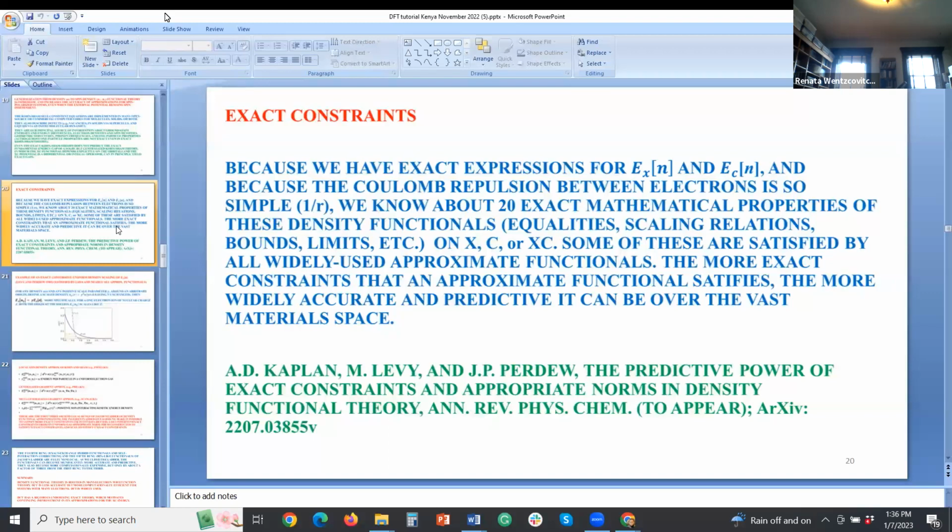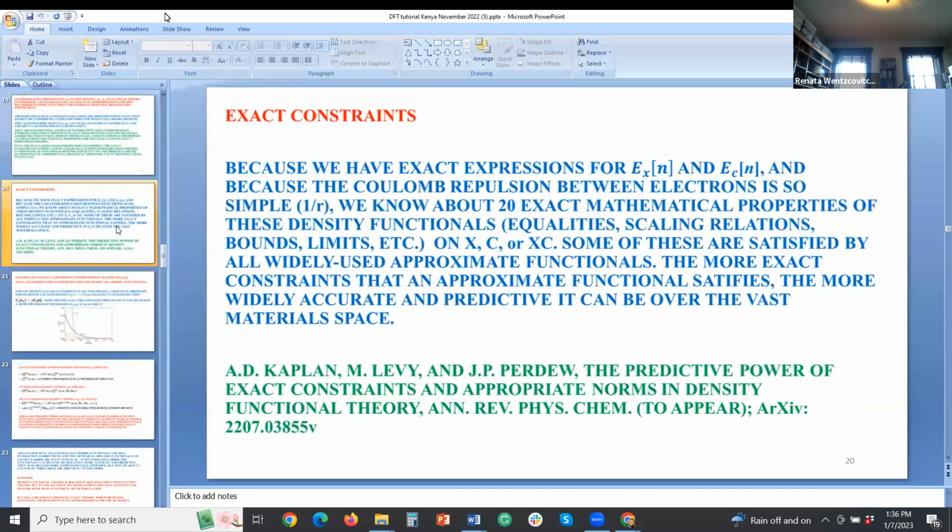And a functional that works well over this vast space needs to be very sophisticated. It needs to know as much as it can about the exact function. And by satisfying the exact constraints, we can make the functional more predictive. You can read about this.